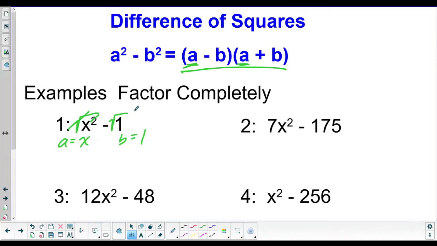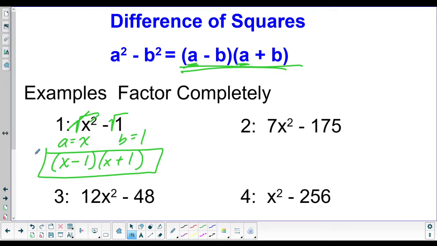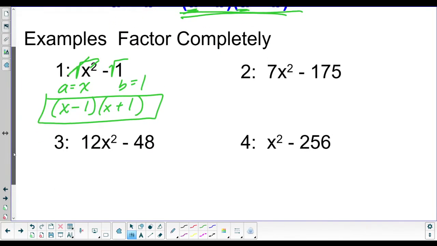Okay. Now we're going to fill in this formula. So A minus B, so x minus 1, and then A plus B, x plus 1. And this is the answer. There you go, you did it. And just for this one alone, I'm going to FOIL this back together just to prove to you that you get this and show you why it gets smaller instead of bigger and scarier.